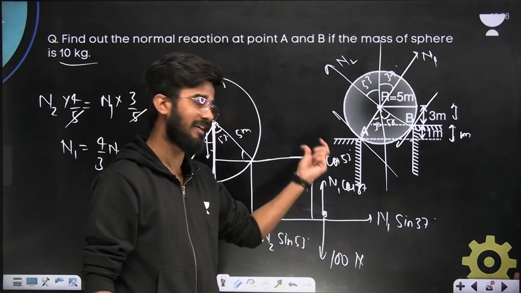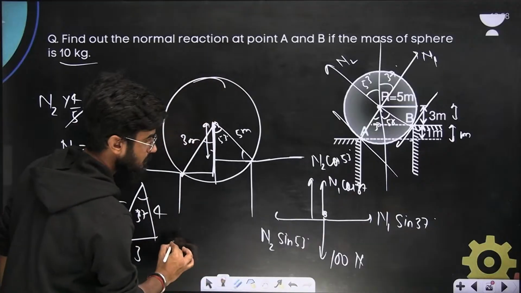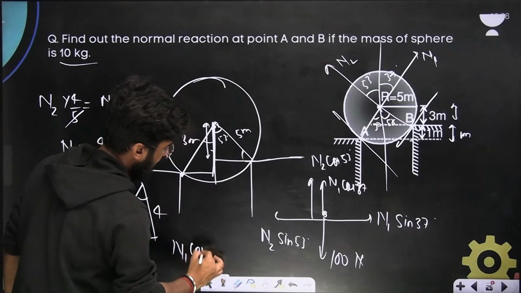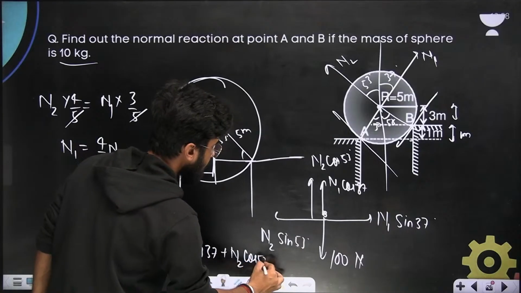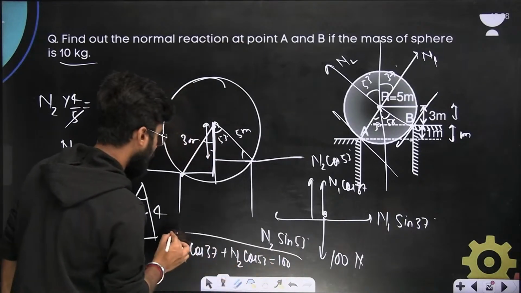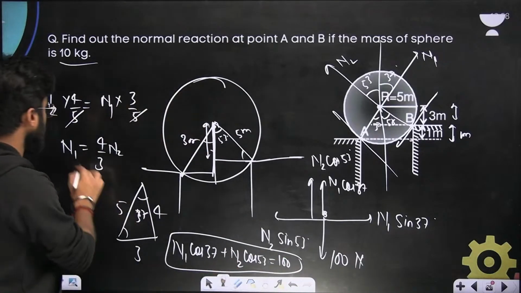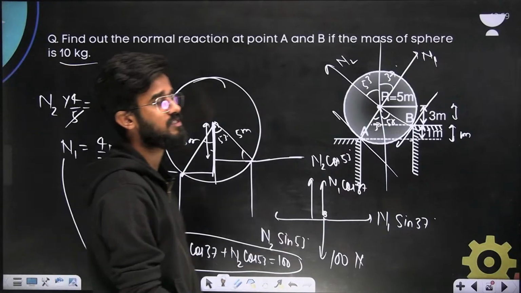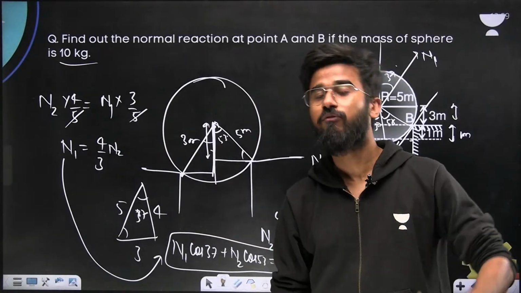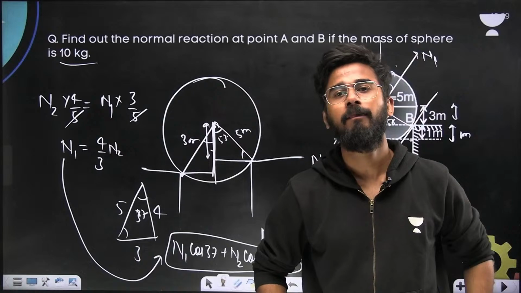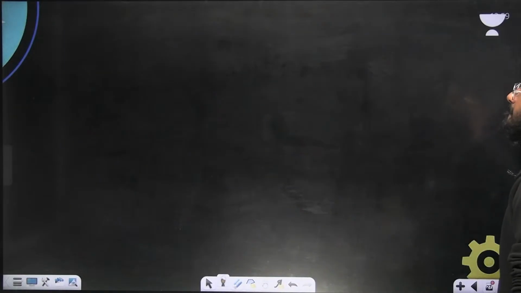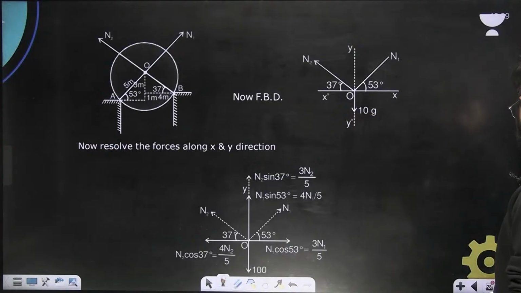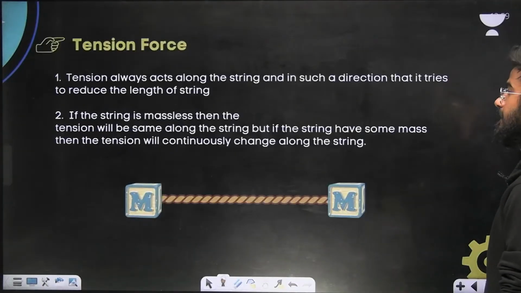What is the other equation? The other equation is the vertical equation, which means n1 cos 37 plus n2 cos 53 is equal to 100. Now you just have to put this relation into this equation, and you can solve these equations for n1 and n2. Any doubt? Should we move on to the next thing? Next, this is the solution. You can simply see.